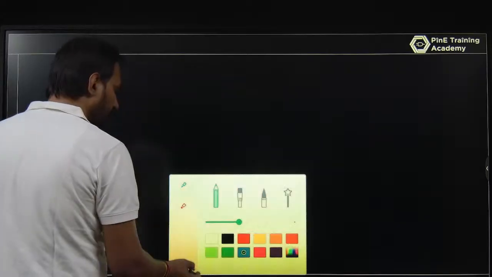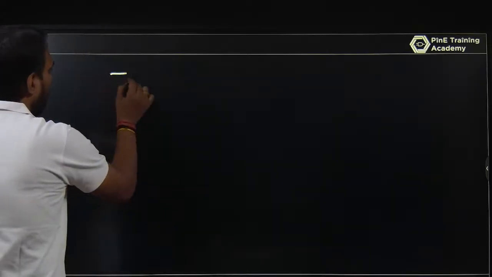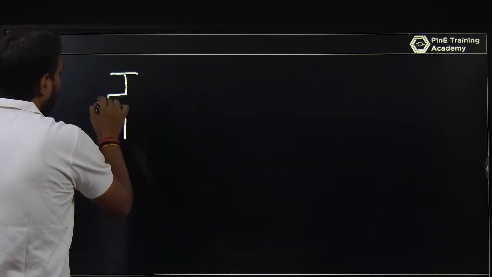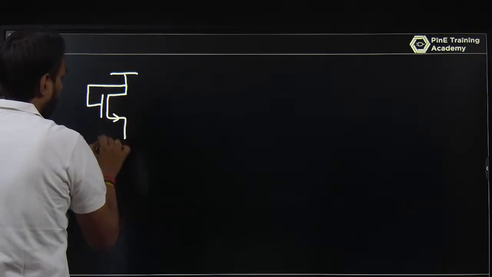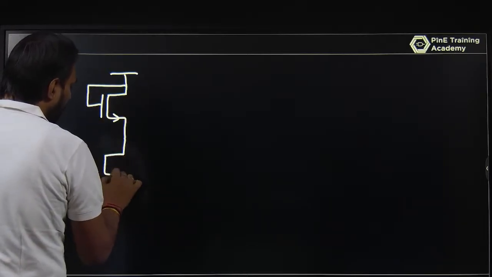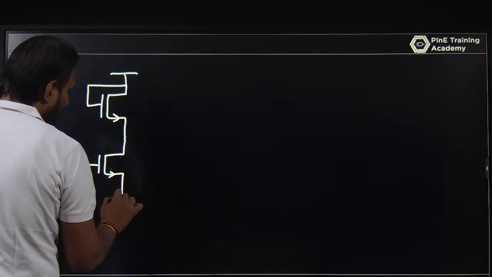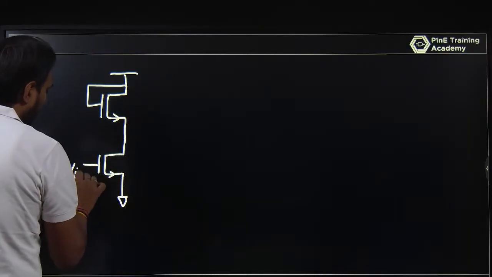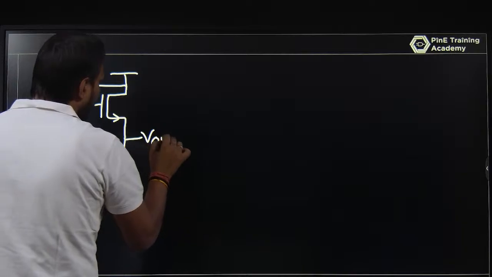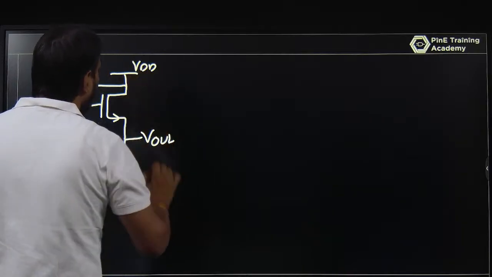So you have a diode connected load like this, and you are providing the input here, and you are taking the output at this node, and this is VDD.